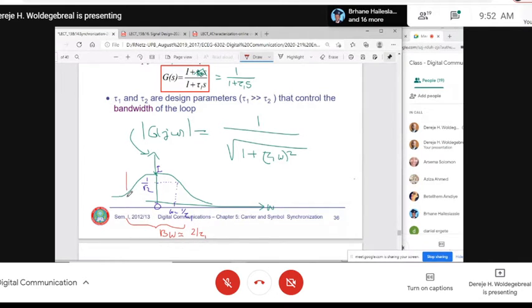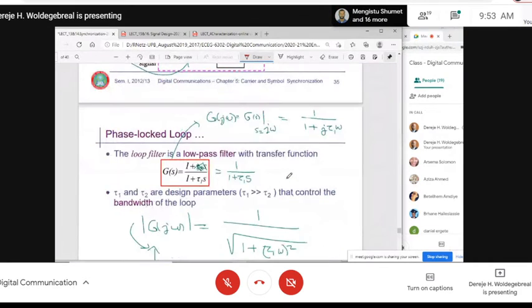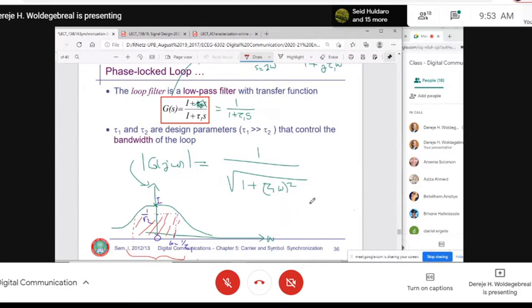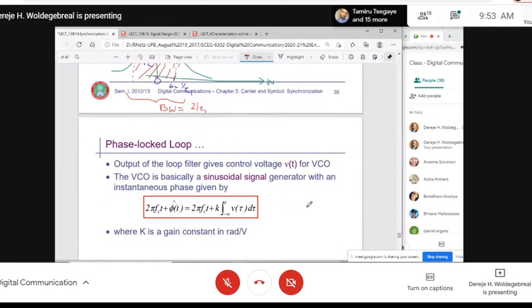Let me erase it. This region would define the bandwidth. So these are the facts. G of s, the loop filter, is a low pass filter, and its generalized expression is 1 over 1 plus tau 1 s. It has a bandwidth which is proportional to the time constant tau 1.